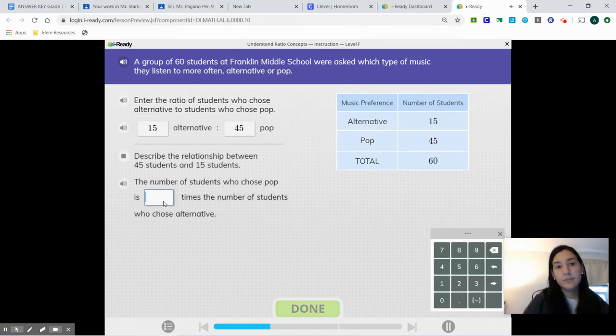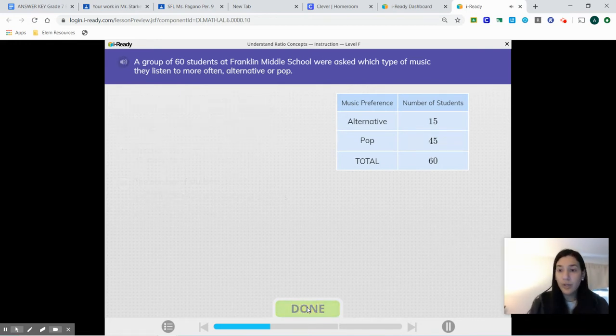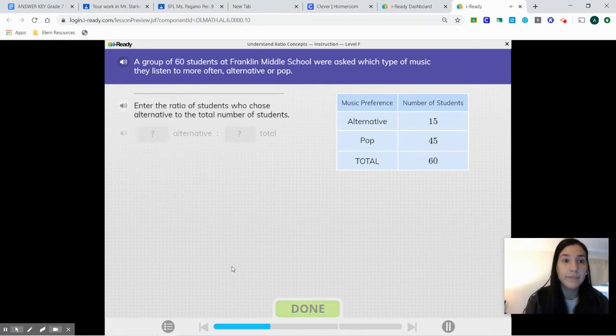Describe the relationship between 45 students and 15 students. So we need to think 15 times what will get us up to 45, 15 times 3. So that means the number of students who chose pop is 3 times bigger than the number of students who chose alternative. So we put 3 in there, and we're done.